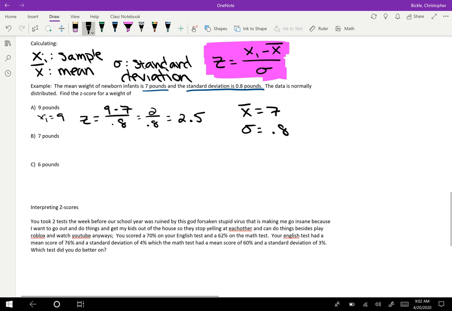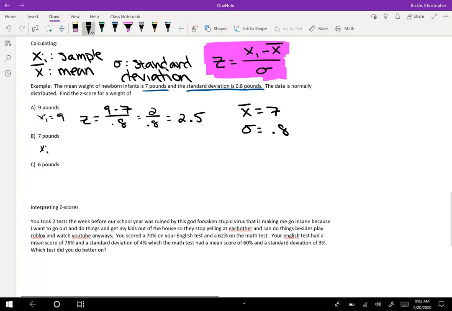So if we were to look at a graph, you would have your 2, you'd have your 2.5, we would be somewhere in that range, okay? So that would be the number of babies or the probability that they're going to fall in that range. The z-score for 9 pounds is 2.5. Let's find it for 7.